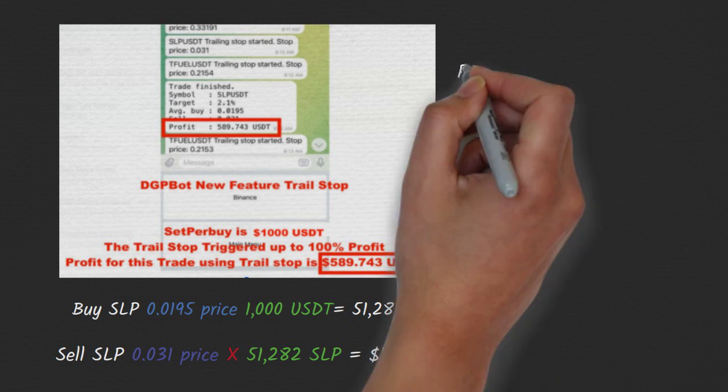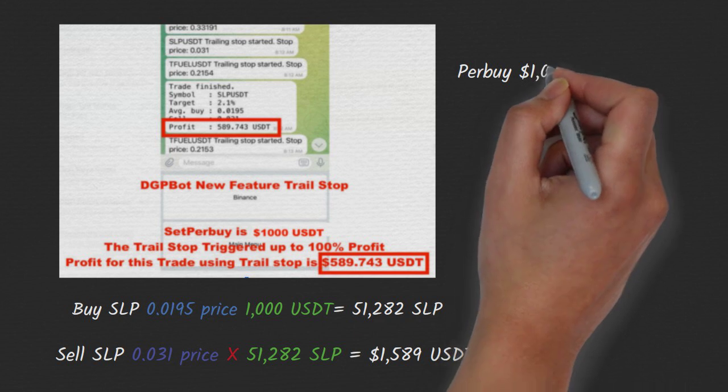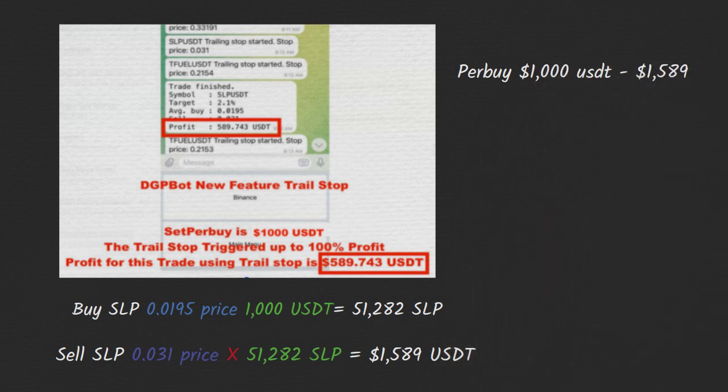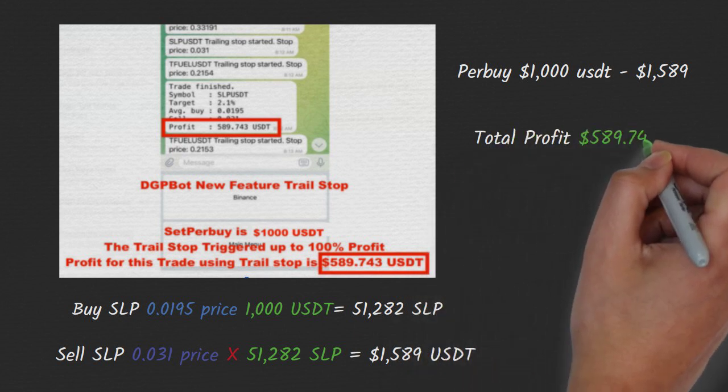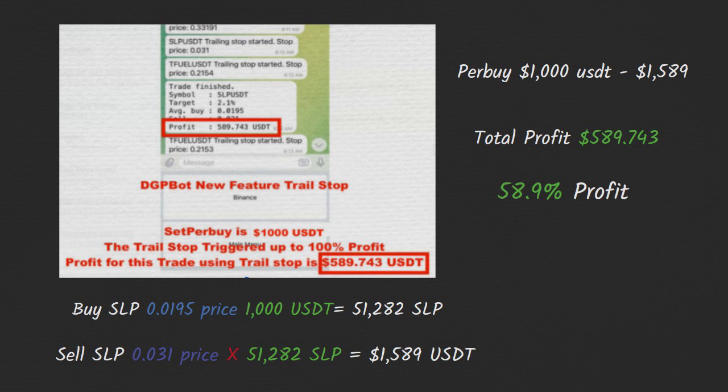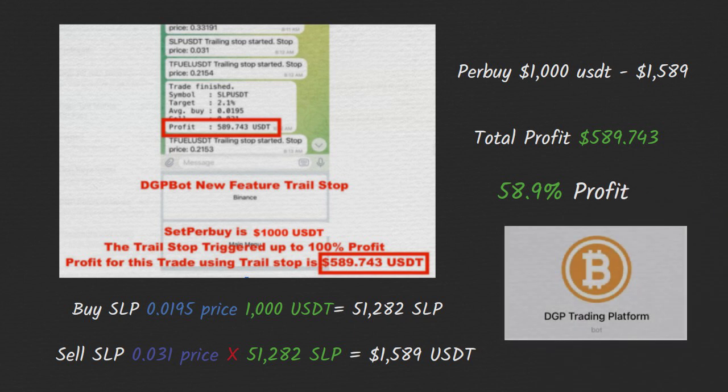$1,589 USDT. So, per buy $1,000 USDT minus $1,589. Total profit is $589.743. 58.9% profit return using the trail stop, the new feature of the bot.